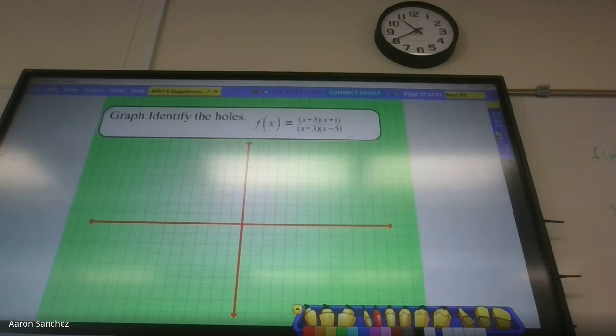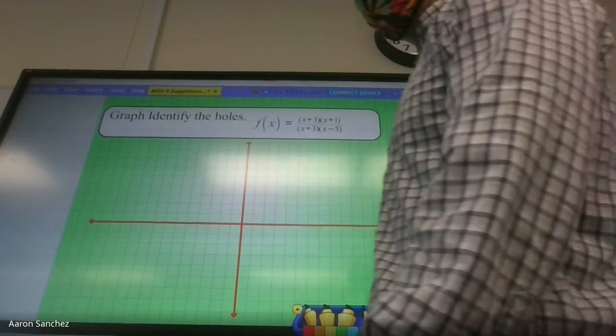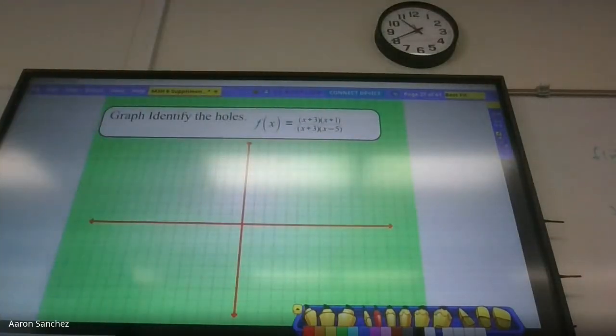X squared minus 2x plus 1. You guys get that? Is this one we did before? No. 1, -2. Okay. So we divide. You guys divide it? I'll let you guys divide it. Divide it out. Get that horizontal asymptote.